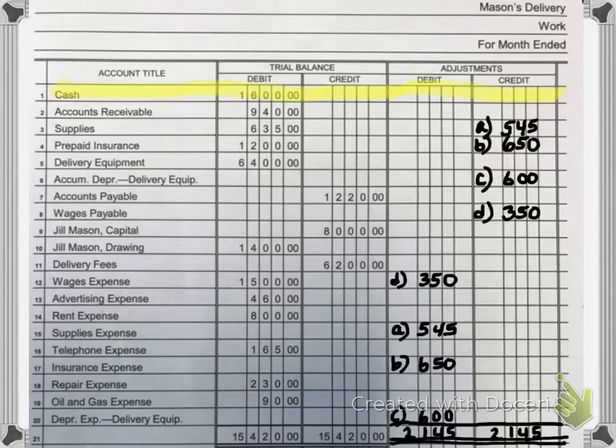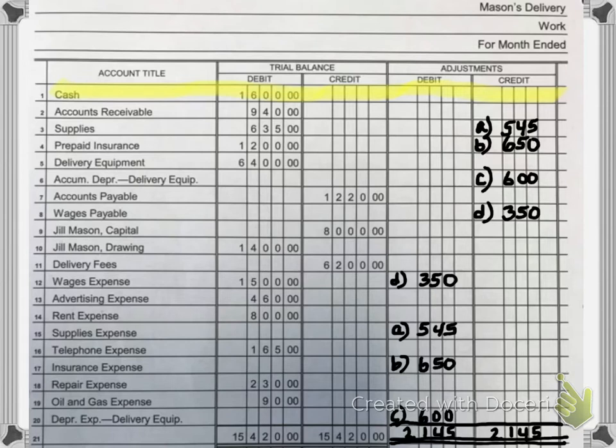Okay, so I'm having difficulty with this iPad trying to look at both pages at one time. So just try to listen closely as to what you need to be doing as we complete this. So for cash, you're going to follow over to that next set of columns, to the adjusted trial balance column. And since cash was not affected by an adjustment, you're simply going to write $1,600 in the adjusted trial balance debit column in your working papers.